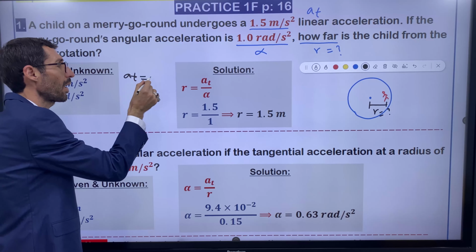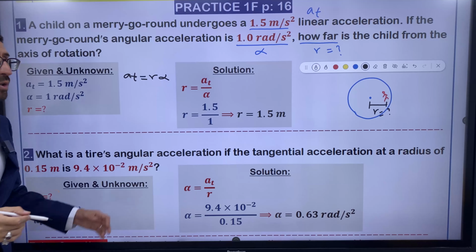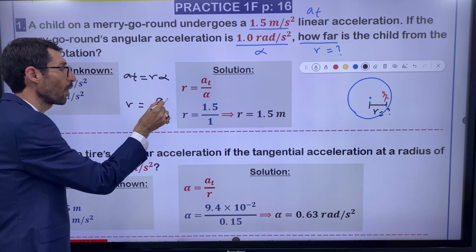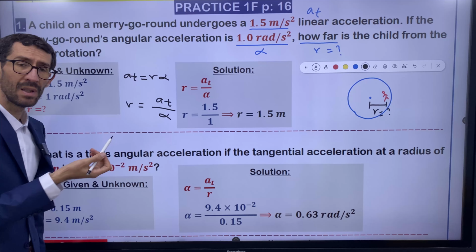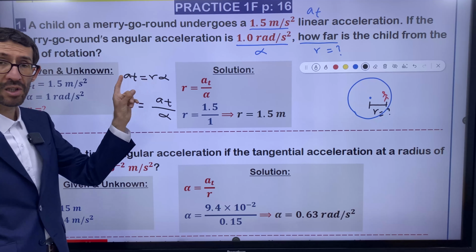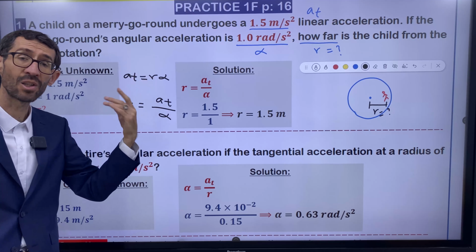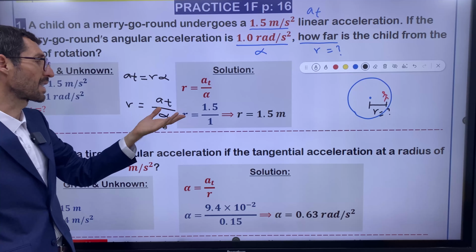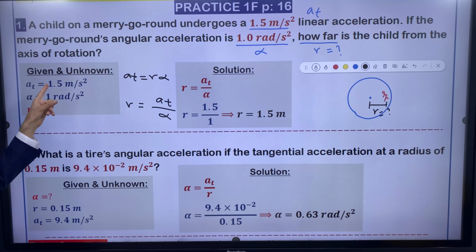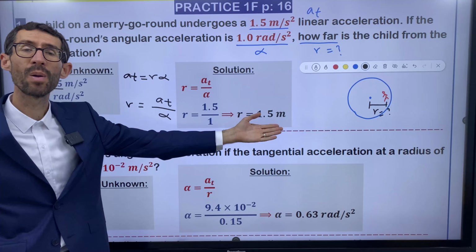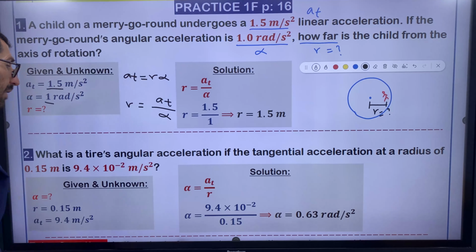AT is equal to r alpha. I want you to rearrange this equation for r. So r will be AT over alpha. Cool? So it's not a new rule, it's a rearrangement of the relationship between tangential acceleration and angular acceleration. Just substitute the numbers and find the answer. AT is 1.5 divided by alpha, 1. And the answer will be 1.5 meters. That's it. Right?